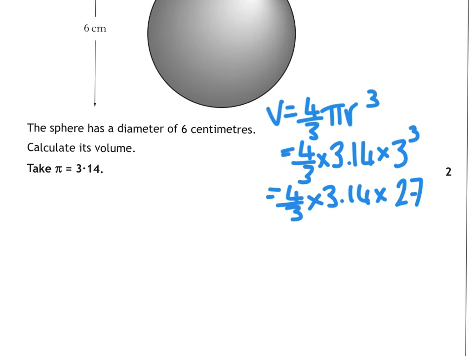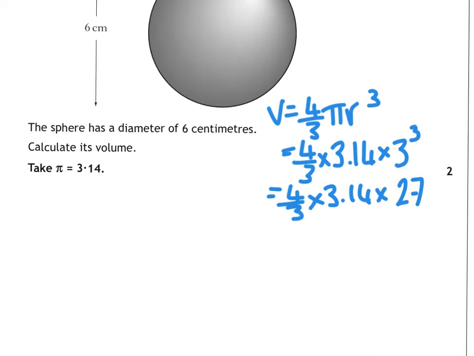Now, normally with these ones when it's non-calculated, that fraction will cancel with something. Ignoring the decimal, I can find 4/3 of 27. 27 divided by 3 is 9. So I'm just going to write this as 4 times 3.14 times 9.